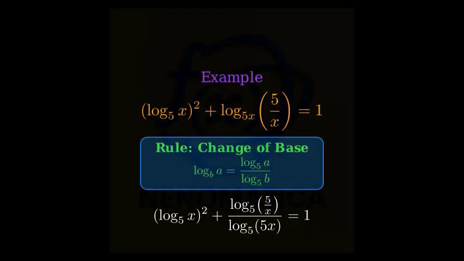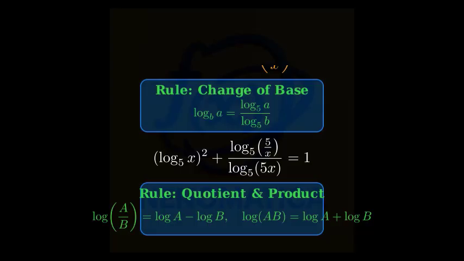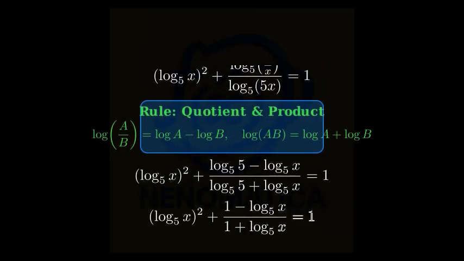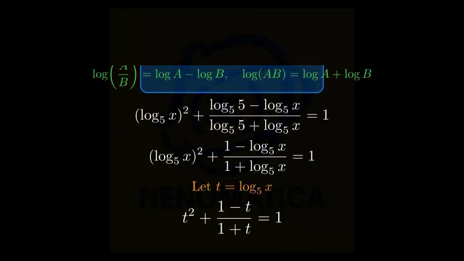Step 2. Expand using the quotient and product rules. Log of a over b equals log a minus log b, and log of a times b equals log a plus log b. Substituting gives the second transformation line. Step 3. Since log base 5 of 5 equals 1, simplify and set t equal to log base 5 of x. This yields the third line. Now introduce the substitution. Step 4. Substitute t for log base 5 of x. We obtain t squared plus 1 minus t over 1 plus t equals 1. Step 5. Combine terms over a common denominator and move everything to one side.